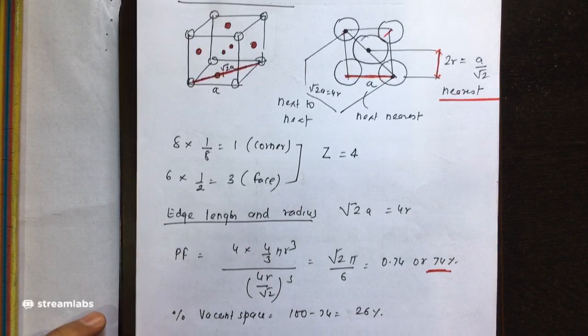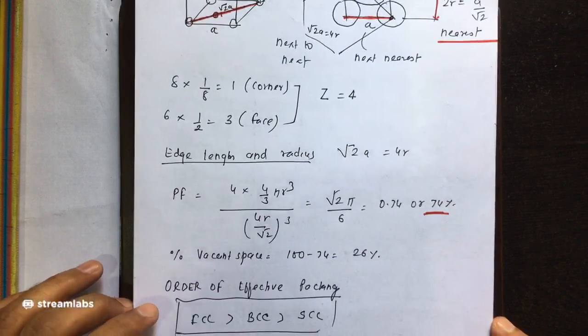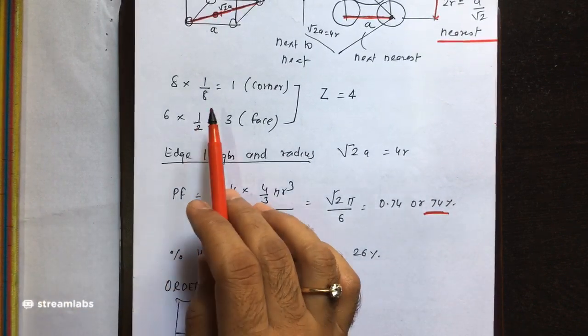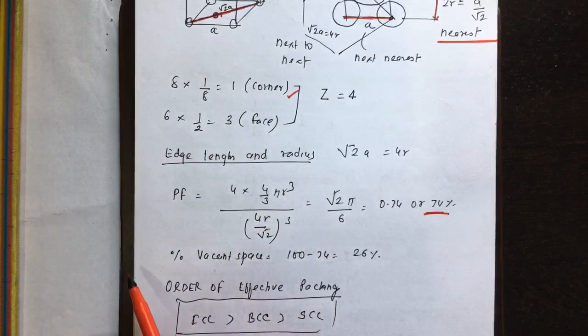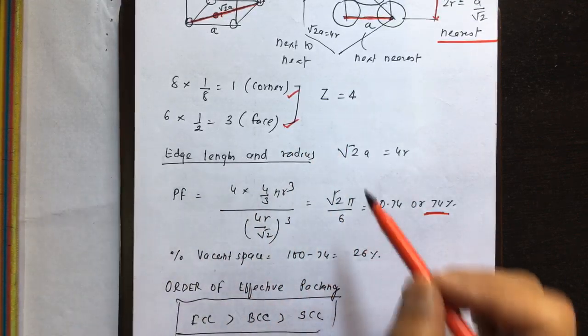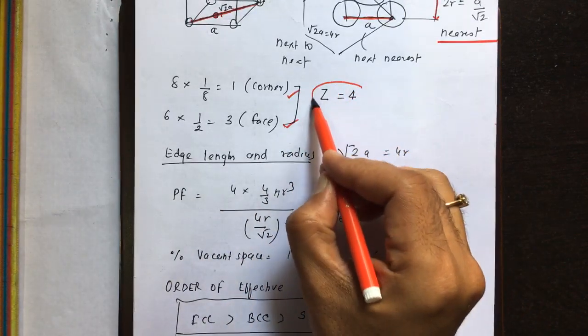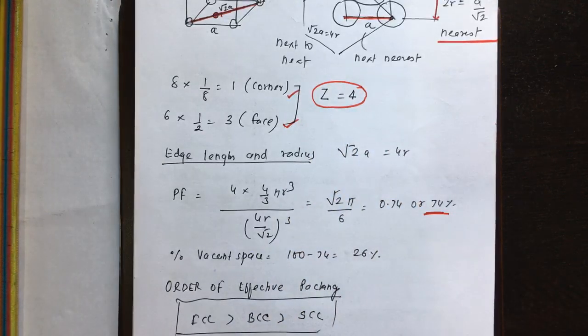Okay, next come on to the contribution. Since the atoms at the corner contribute 1 by 8, I'm taking it as 1. And the atoms at the faces contribute half. I'm taking 6 into 1 by 2 is equal to 3. So totality, if you see, the value of Z comes out to be 4.